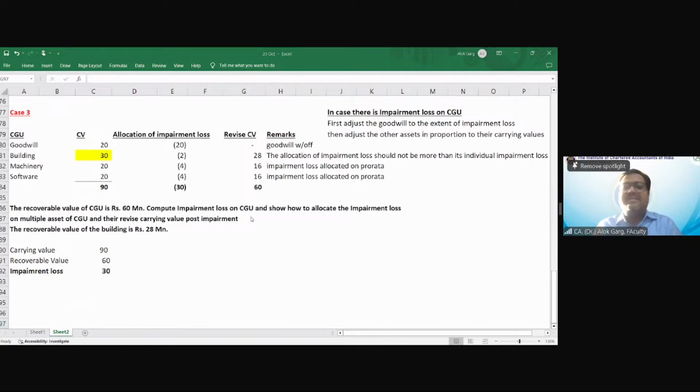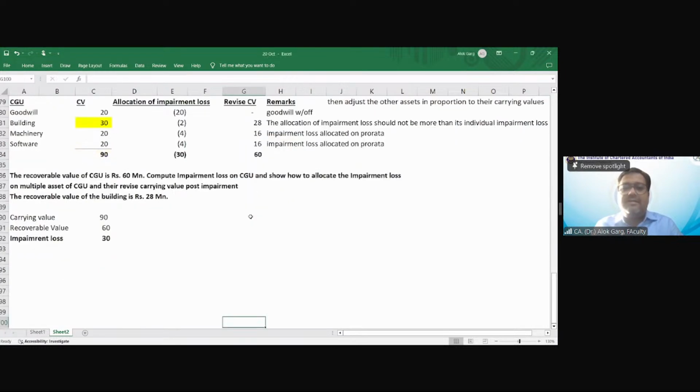I hope with these 3 examples, you are clear that whenever there is an impairment loss on a cash generating unit, first you need to adjust the goodwill. Then the remaining impairment loss needs to be allocated on the carrying value of the assets, right? If the individual recoverable value is there for that asset, the impairment loss has to be charged on that individual asset as per its own recoverable value, and then the remaining impairment loss has to be allocated to the remaining assets. Okay, is that clear?